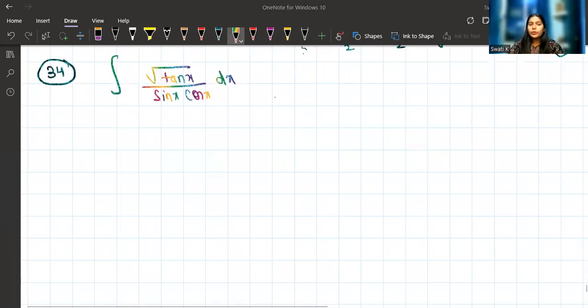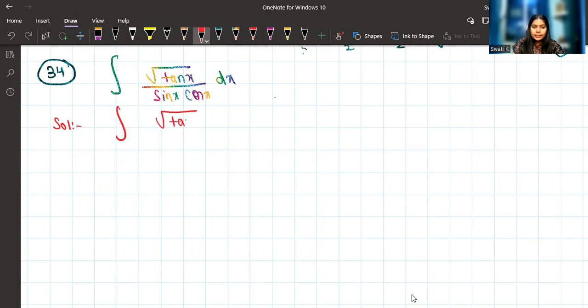So here again, we are going to simplify our question first by multiplying something. Here I'm going to multiply the numerator as well as denominator by cos x. So this is root tan x, and then you multiply this by cos x, and even if you multiply the denominator by cos x, cos x into cos x will become cos square x, right? And then of course this is dx.